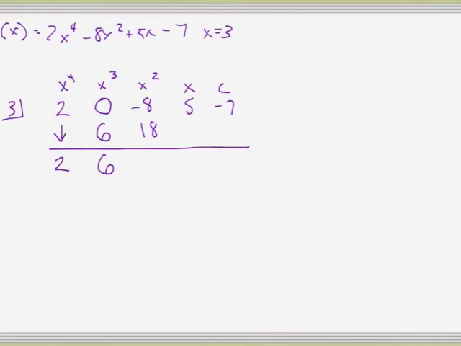Then we add down the column. Negative 8 plus 18 is 10. Then we repeat. 10, our last answer, times the number in the box. 10 times 3 is 30. Add down the column. 30 and 5 make 35.